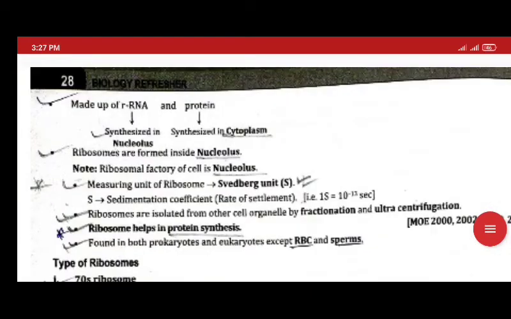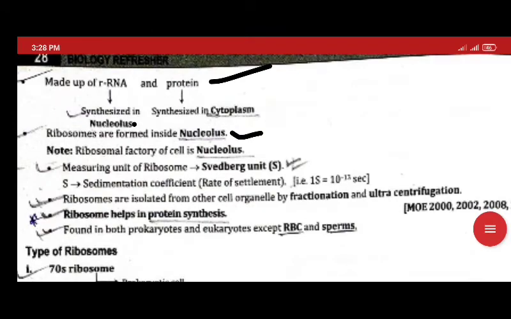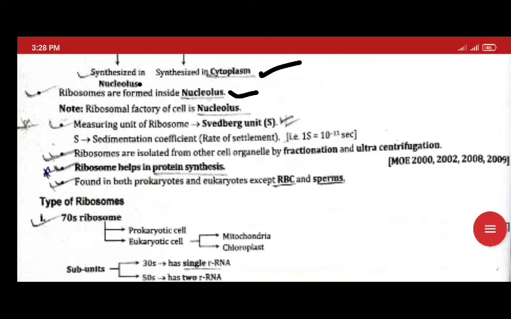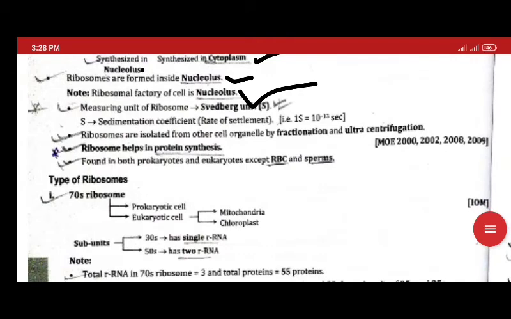Continuing with the ribosome: it is called the protein factory of the cell and is most abundant in the cytoplasm. It is made up of rRNA and protein. The rRNA is formed in the nucleolus, so ribosomes are assembled in the nucleolus, and the protein is synthesized in the cytoplasm. So the nucleolus is the ribosome factory of the cell, and the ribosome itself is the protein factory.